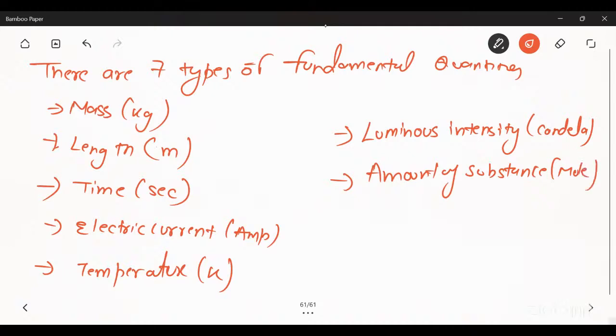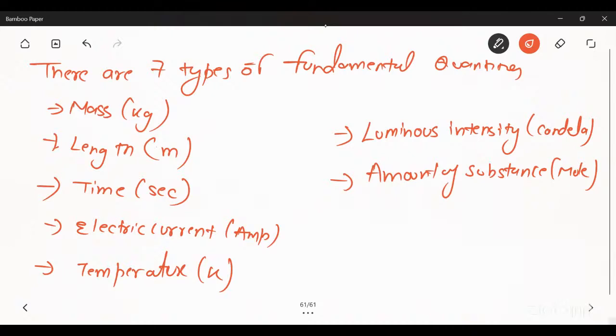So these are the seven fundamental quantities, which do not require any other quantity to derive. These are mass, length, time, electric current, temperature, luminous intensity, and amount of substance. The SI unit of mass is kg, of length is meter, of time is second, of electric current is ampere, of temperature is Kelvin, of luminous intensity is candela, and the SI unit of amount of substance is mole.